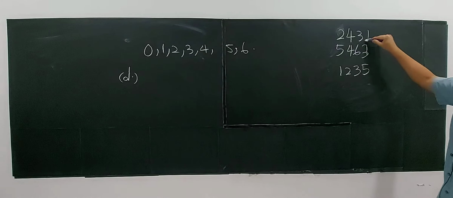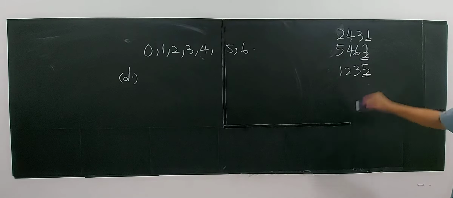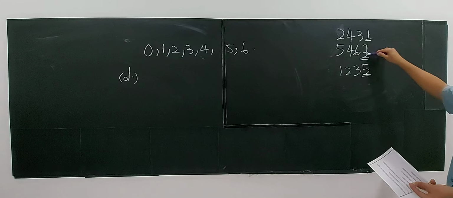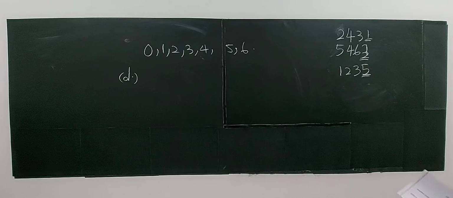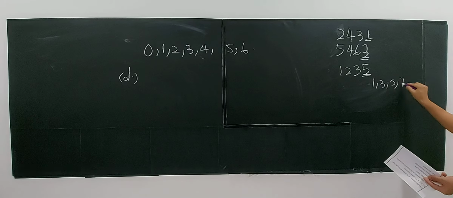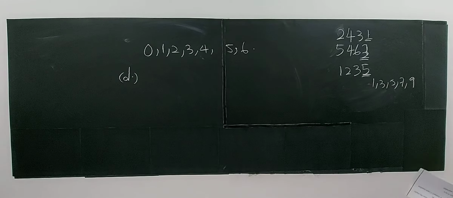Why? Because the last digit here ends with an odd number, right? Which is not divisible by 2. It means you divide by 2, you're not getting an integer, right? So this is an odd number. For an odd number, the last digit must be an odd number, right? Odd digits mean 1, 3, 5, 7, 9. All these are odd numbers.